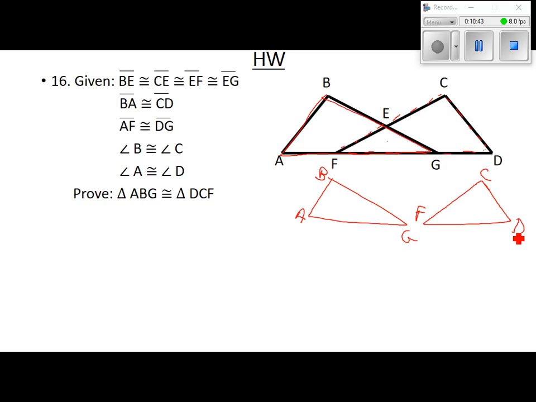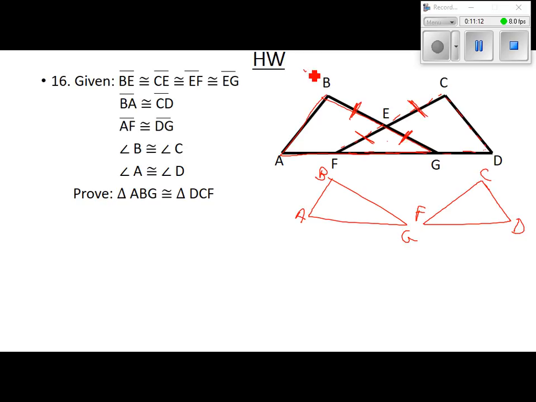Segment BE is congruent to segment CE. Is BE in one of these two triangles? No, BE is like this little part up here, isn't it? That's equal to EC, which is also equal to EF, which is also equal to EG. Neither one of those is in either of those two triangles either. So that makes CF and BG. And that's where we're going next.